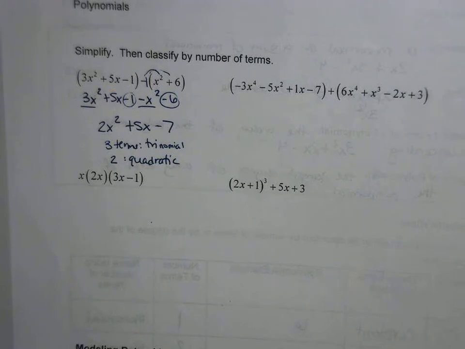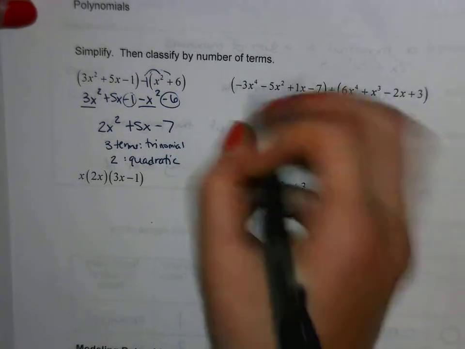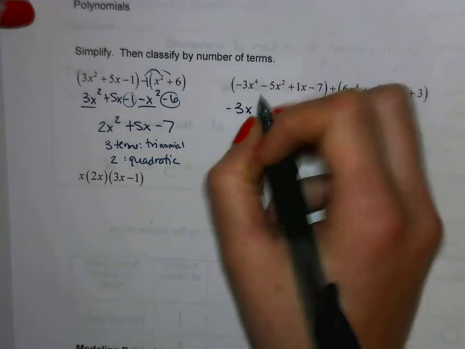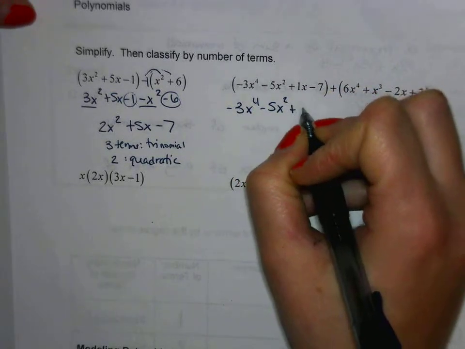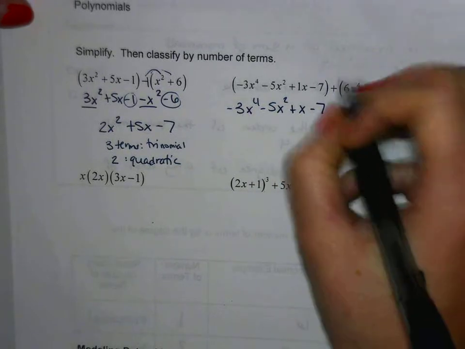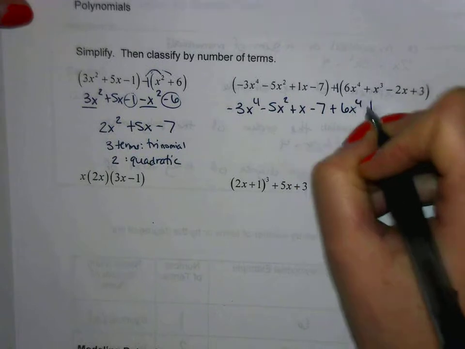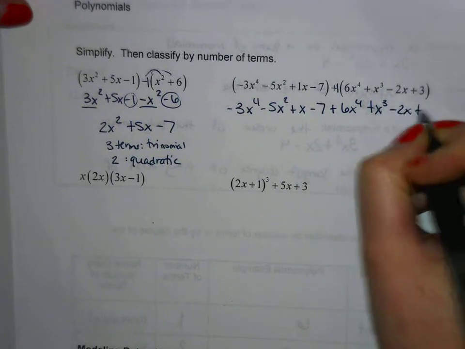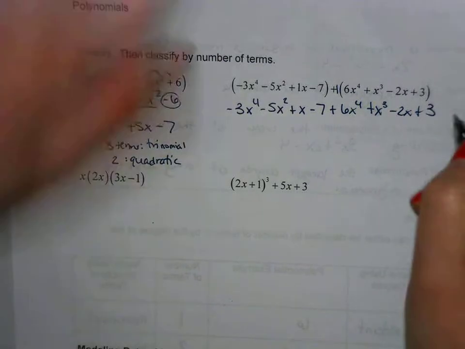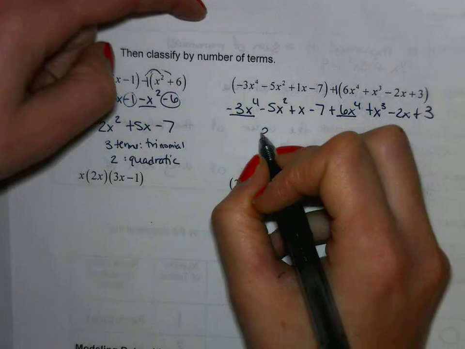Let's take a look at this one. There's a positive 1 in front, so if we distribute that, we still end up with negative 3x to the fourth minus 5x squared plus 1x minus 7. If we distribute this positive 1, we end up with 6x to the fourth plus x to the third minus 2x plus 3. So if we combine our like terms, negative 3x to the fourth plus 6x to the fourth is a positive 3x to the fourth.